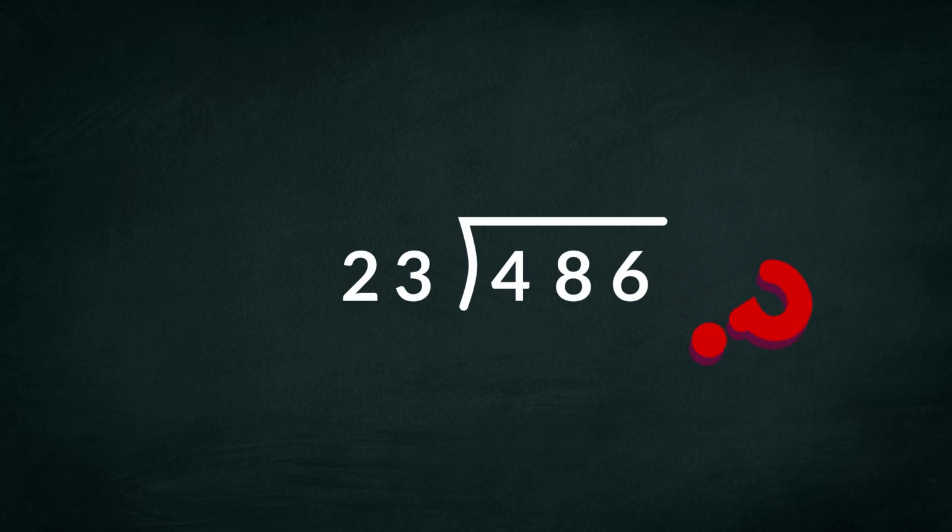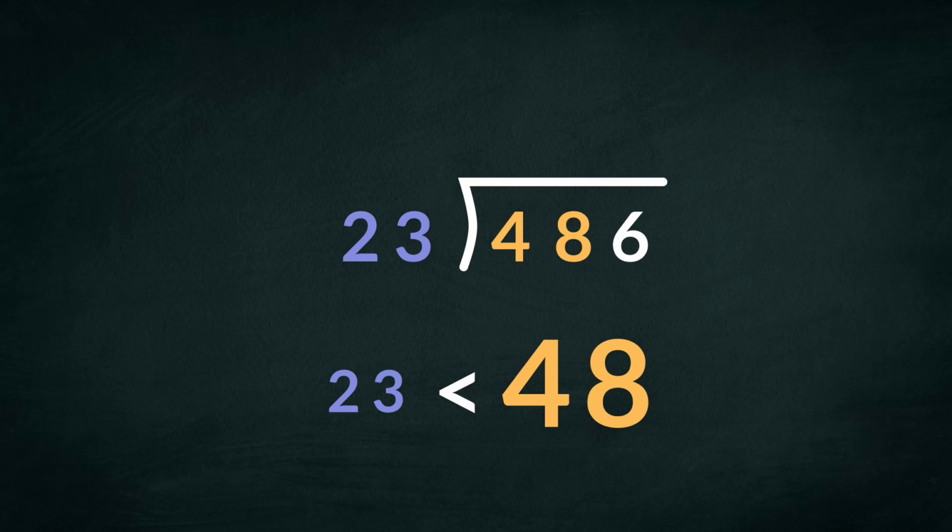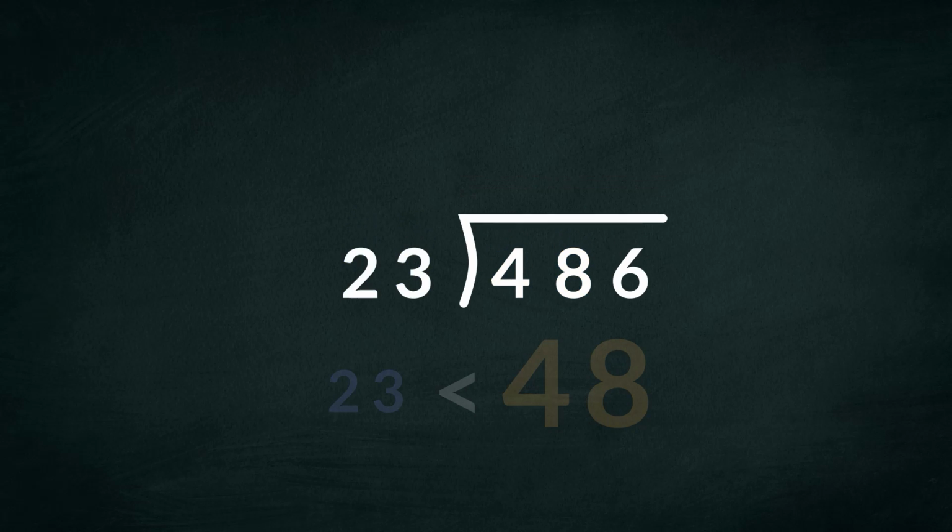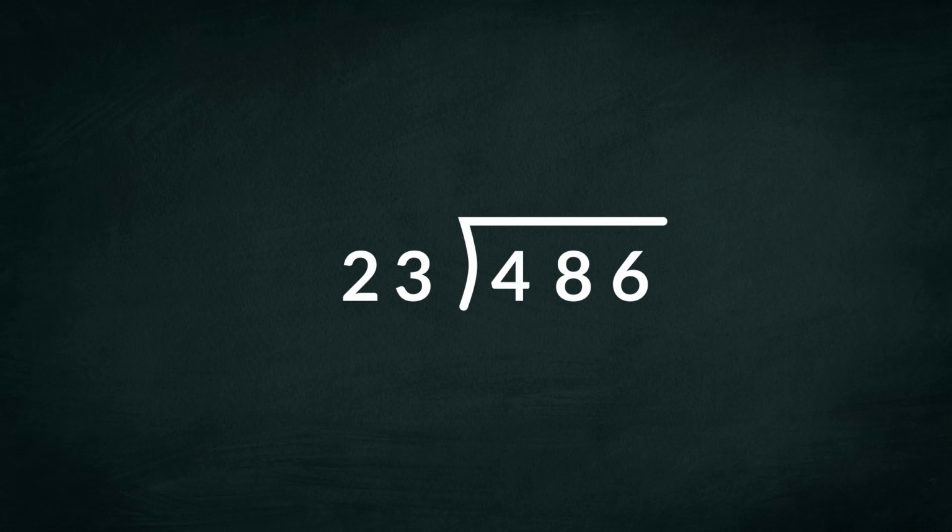Here's a way. Let's group 4 and 8 to form 48. Hey, we just made a number that's bigger than 23. Aren't we smart? So what did we learn from this? Sometimes taking one digit at a time to divide is not the best way when you have a big divisor. Or in this case, a multi-digit divisor. That means we need to group the digits to form a big enough number so that we can start dividing.